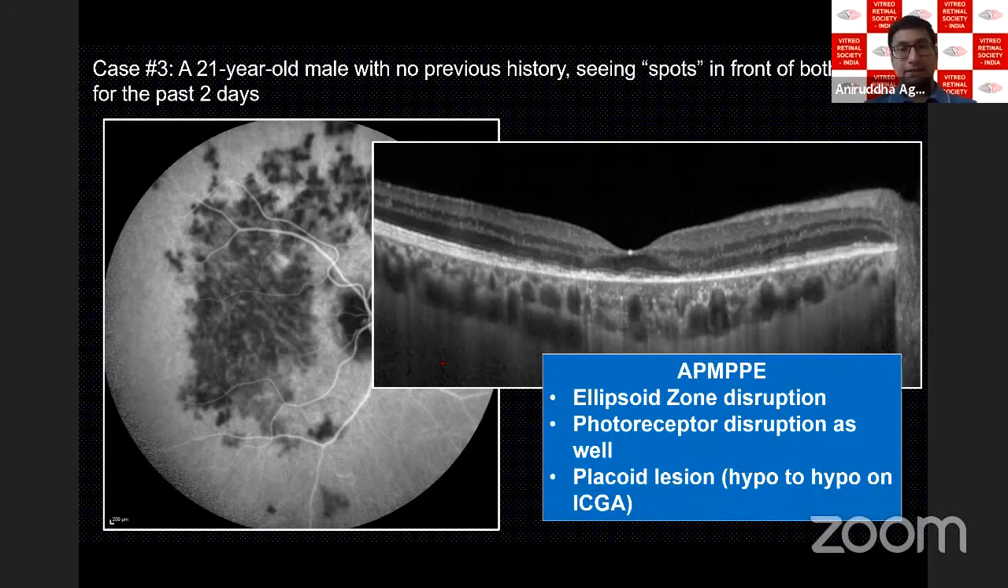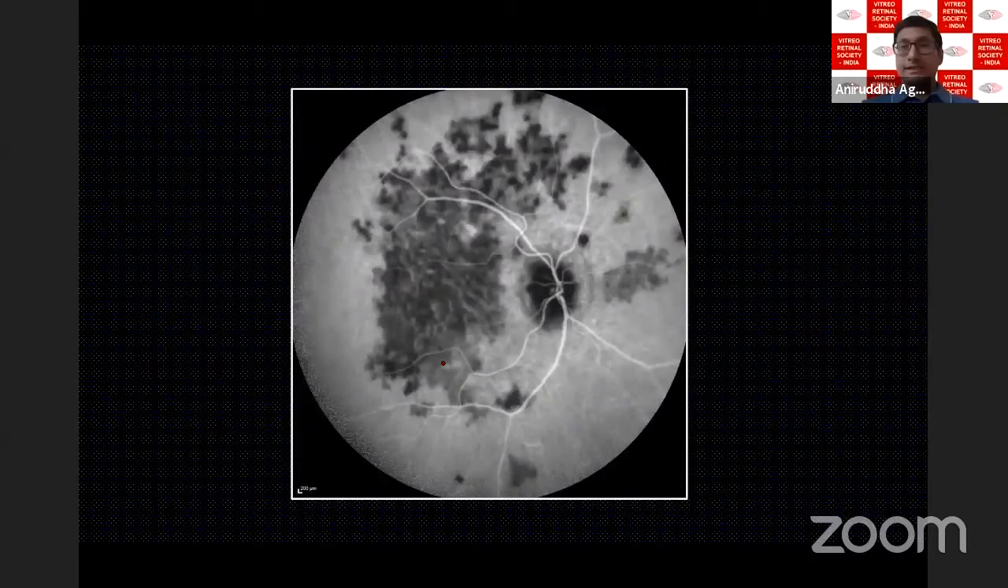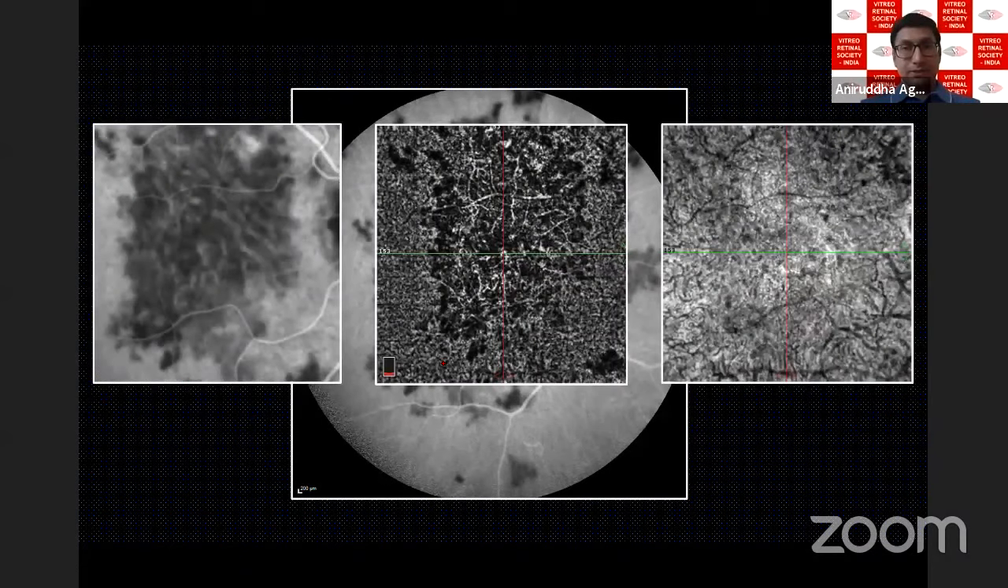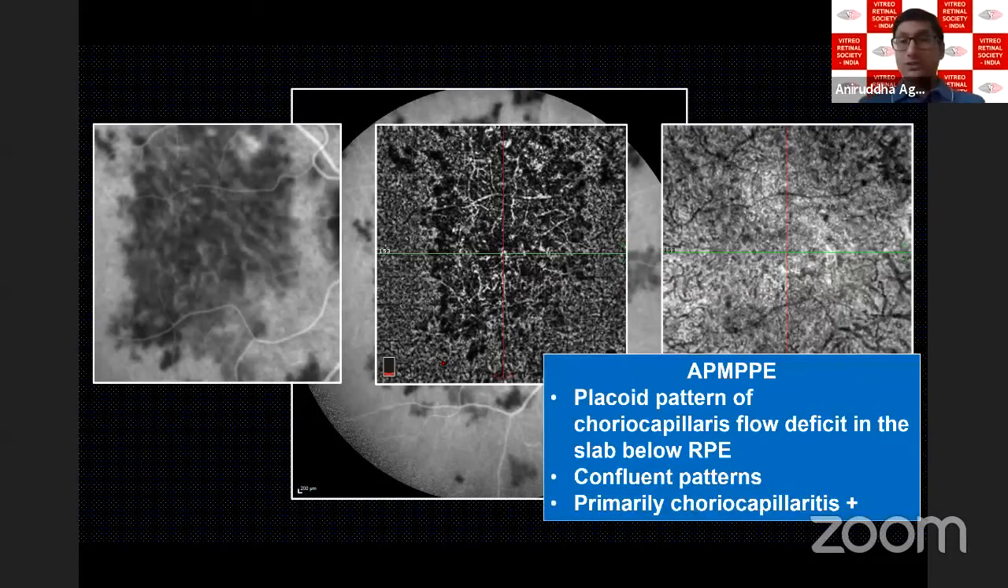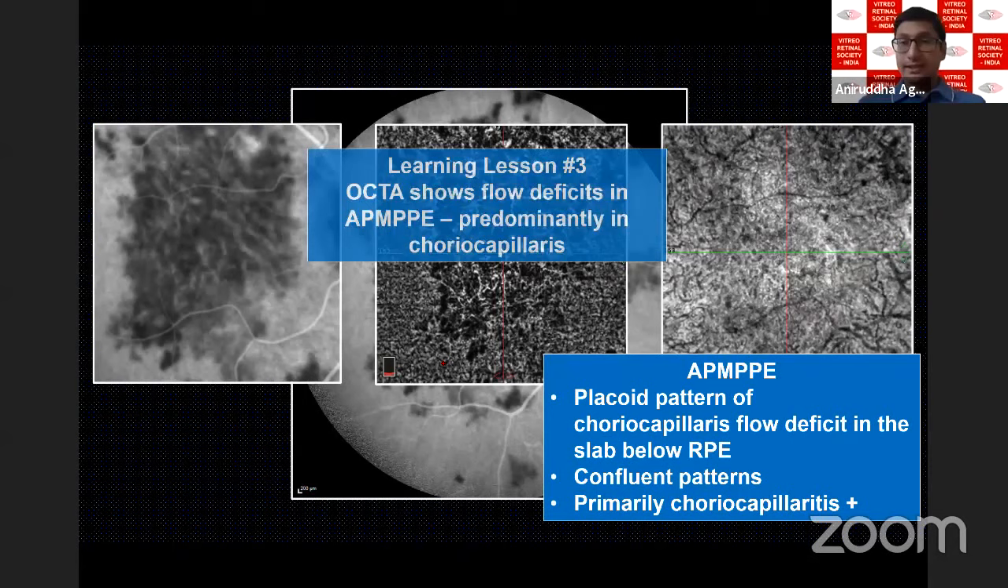an MPE lesion. Similar to the serpiginous choroiditis, MPE lesions appear hyporeflective on the OCT angio. They have more confluent patterns, and again, we are able to confirm that this is a primary choriocapillaritis. So, the learning lesson number 3 is OCT angio shows you flow deficits in MPE, predominantly involving the choriocapillaries.